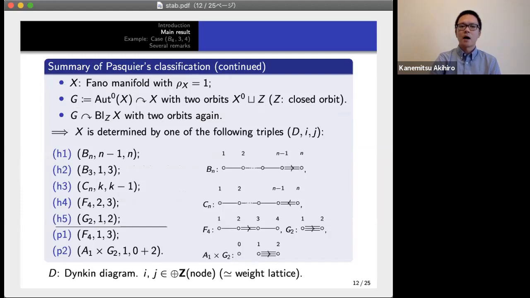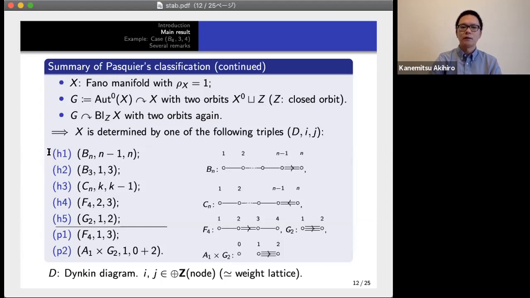His result can be summarized as follows. There are 7 types of varieties with these 3 conditions. And they are determined by the following triples. Here a triple (D, I, J) consists of a Dynkin diagram D and 2 elements I and J of the free abelian group generated by the nodes of D. And actually this group is isomorphic to the weight lattice of D. So each of I and J can be considered as a weight. Then the 7 triples are as follows.